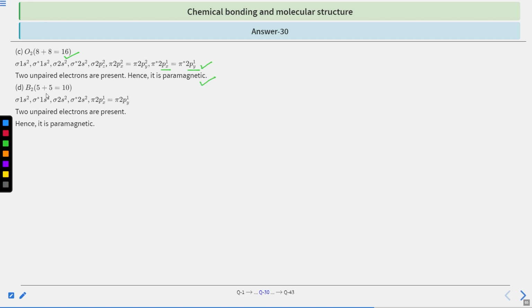And in option D, B2, 10 electrons are present, which are arranged in the molecular orbitals, and we can write the orbital configuration in this way. This also has two unpaired electrons in it, in 2py and 2px. Hence, it is also paramagnetic. So the correct option will be B, which is diamagnetic. The correct option will be the diamagnetic one, as asked in the question.